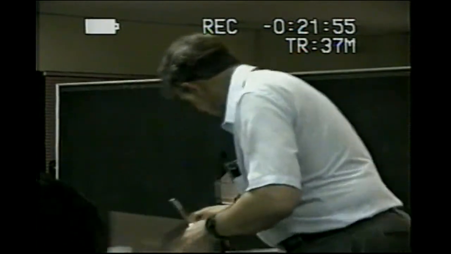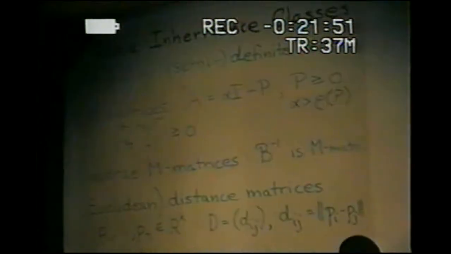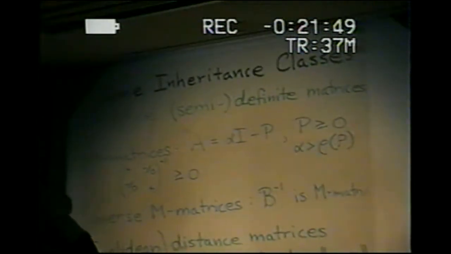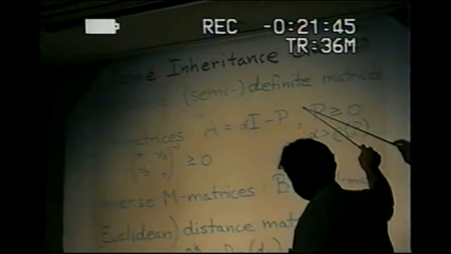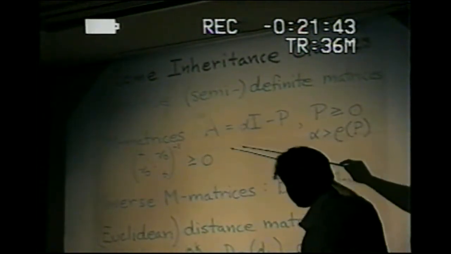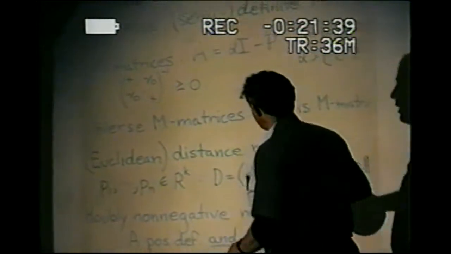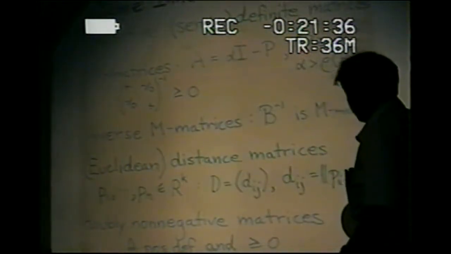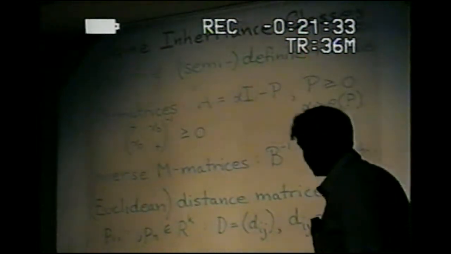Now, let me go to some other classes. I'll just mention them here. Probably they're familiar to most everyone here. Let me just very quickly mention them. They're the M matrices that I've already talked about. They're the matrices with this sign pattern, invertible, and entry-wise non-negative inverse. And there are the inverses of such matrices, distance matrices I just mentioned.